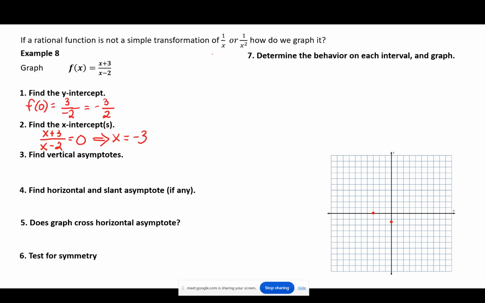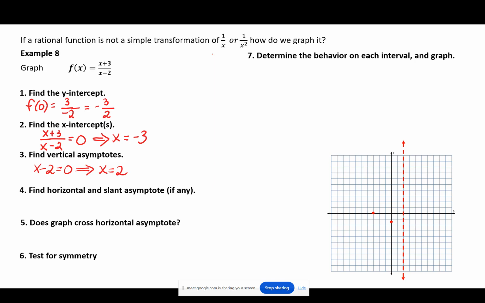Now we'll find the vertical asymptotes. We can already see that this function is in lowest terms, and we know that what is going to make the denominator 0 is going to be x equals 2, because x minus 2 equals 0 when x equals 2. So that is a vertical asymptote, and we'll just draw that.